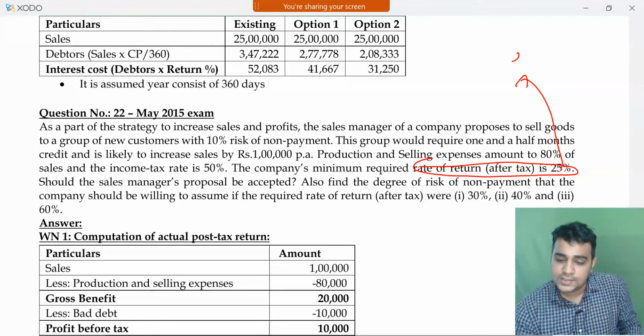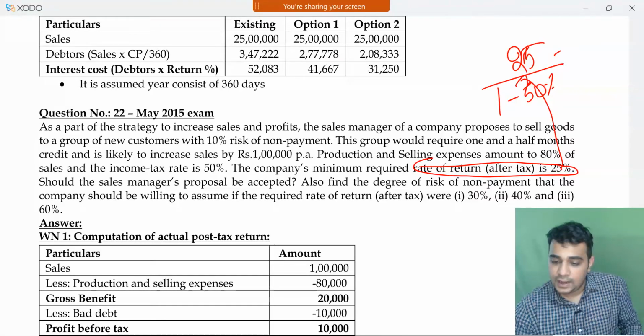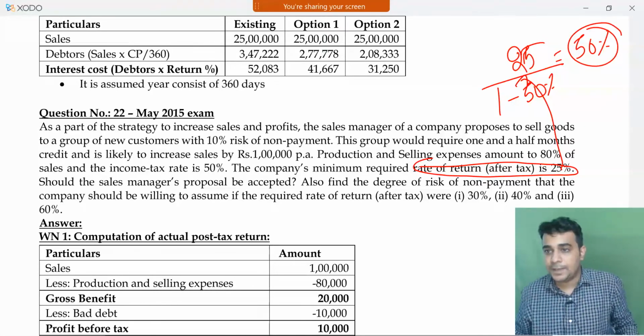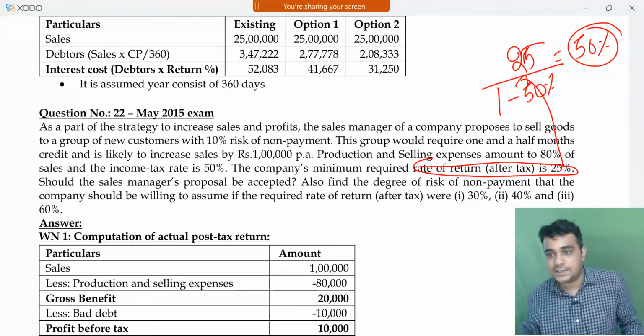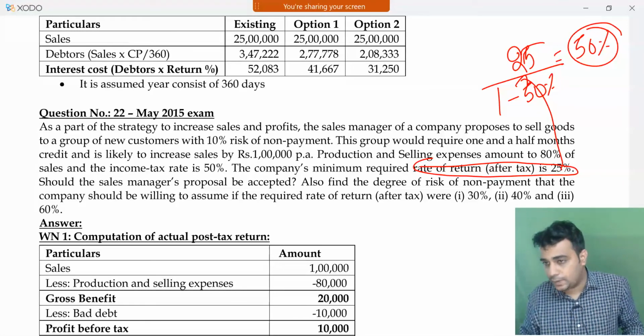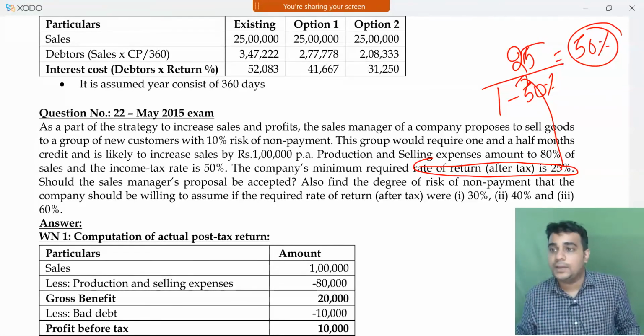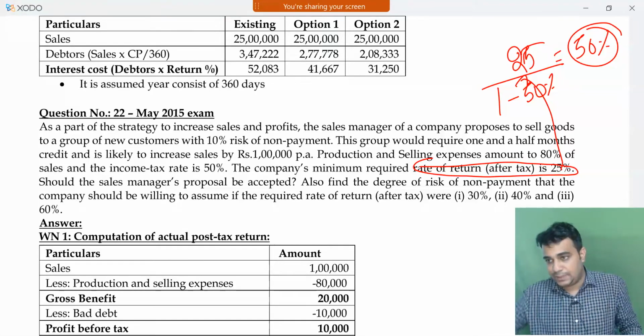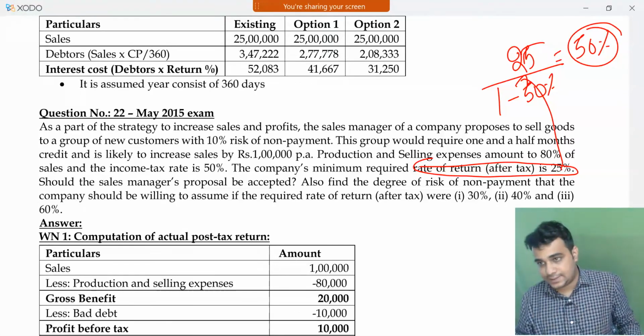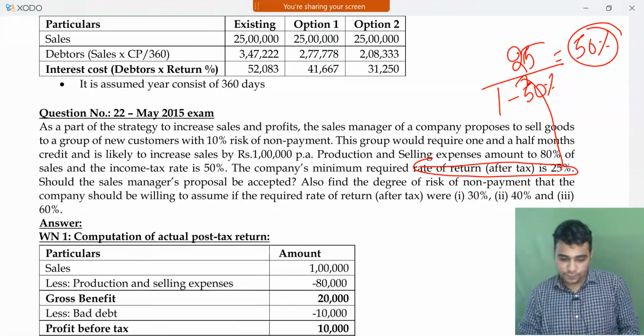I'll convert this: 25 divided by 1 minus tax rate, and 50% is the pre-tax rate. 25% is after tax. I cannot work with after tax. I will have to work with pre-tax rate of return, because in my calculation I don't subtract tax. So I'll come to this 50% in some time.